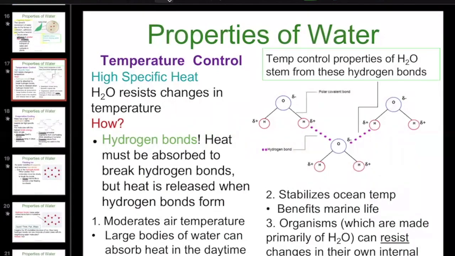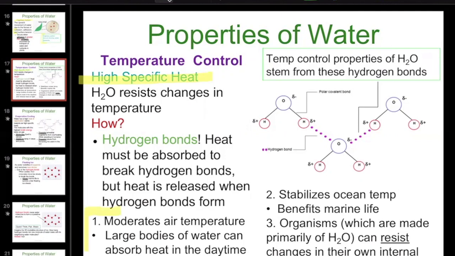All right, so now on to some properties of water, okay? Water has unique properties based on its molecular structure. Everything's molecular structure dictates what kind of properties and characteristics it has. Water has a high specific heat, which means that it likes to resist change. It doesn't want to change temperature, go up or go down, and that's because of hydrogen bonds. Heat has to be absorbed in order to break hydrogen bonds, but heat is released when hydrogen bonds form. And because there are millions of breaking and releasing, it tends to stabilize the temperature, okay?